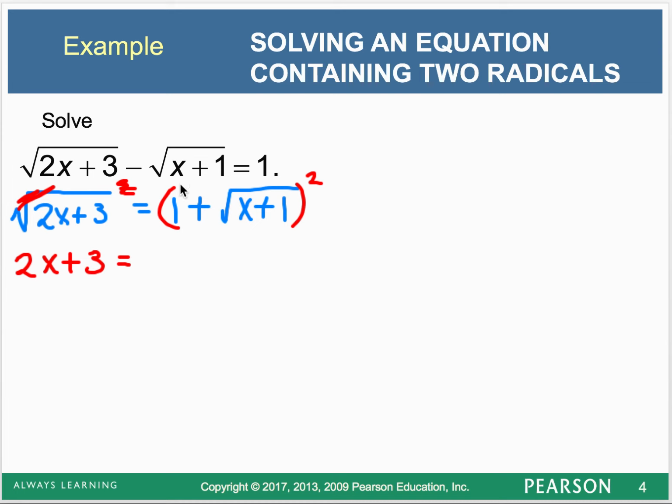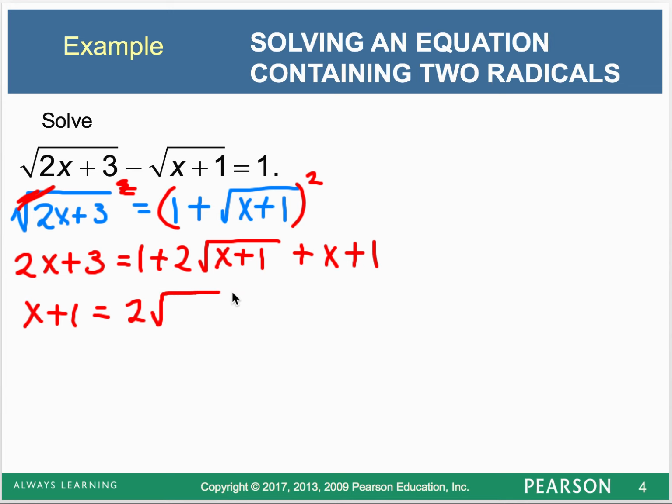Okay, now let's multiply this out. So we square the first one, multiply everything together and double it, and square the last one. I still have a radical, so I need to isolate it. So I'm going to subtract x from both sides, and I'm going to subtract 2 from both sides, and that leaves my radical.